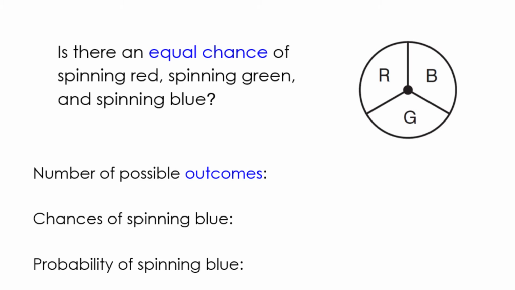So now let's look at this slide over here. Is there an equal chance of spinning red, spinning green, and spinning blue? Well, let's have a look at the spinner. The total possible outcomes, there are 3. Chances of spinning blue are 1 in 3. The probability is unlikely. And that would apply for all of them, whether it's blue, whether it's green, because green is 1 over 3. And what's the last one? Red. Red is also 1 over 3. So they would all be unlikely.